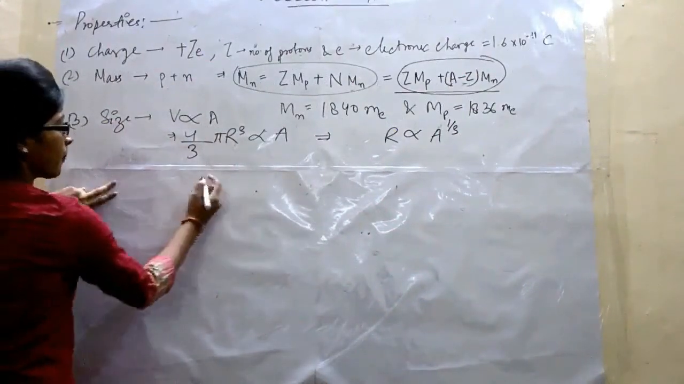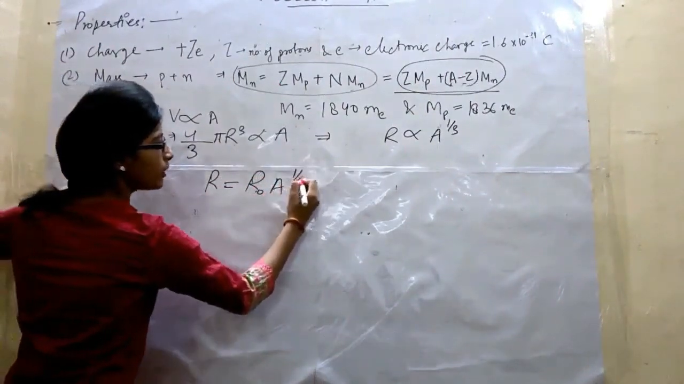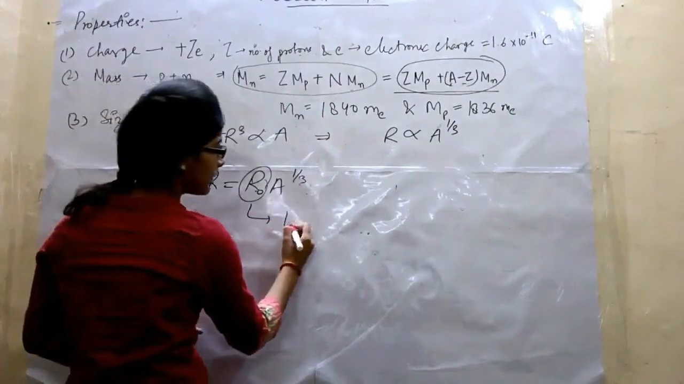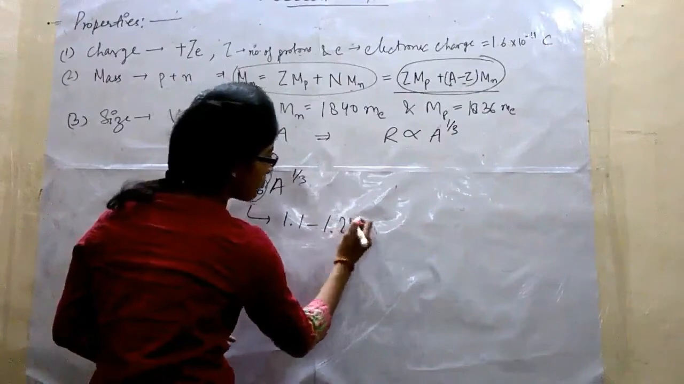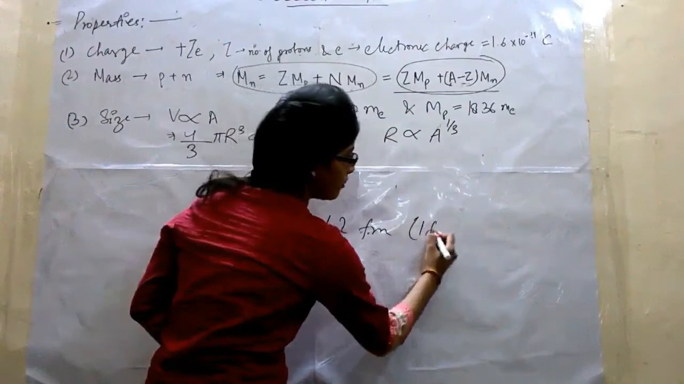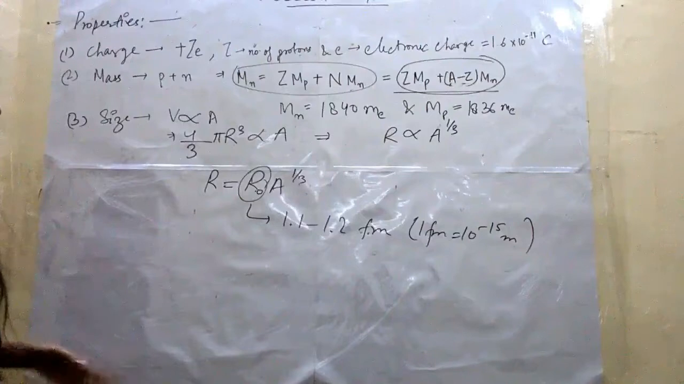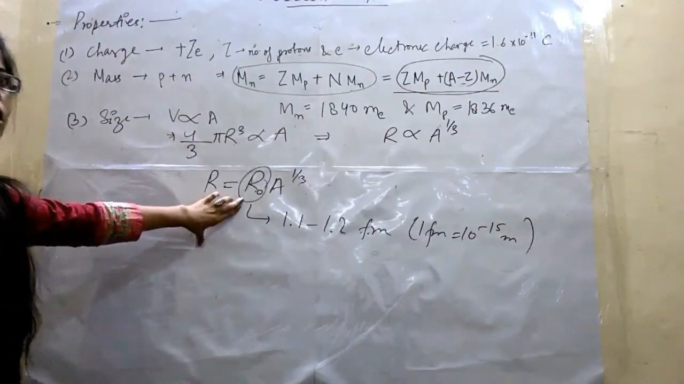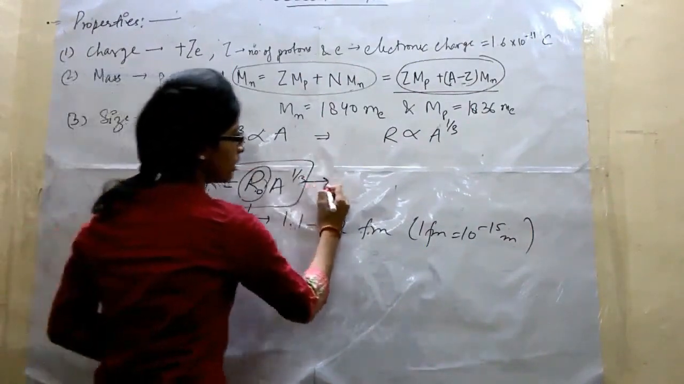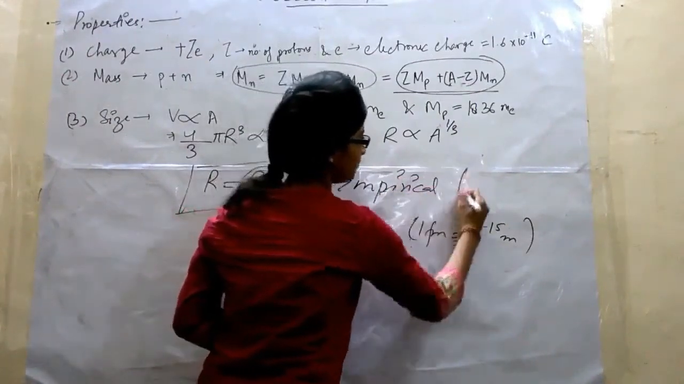Now resolving it further, we get r equal to r naught A to the power 1/3, where r naught is a proportionality constant and it is nearly equal to 1.1 to 1.2 Fermi, and 1 Fermi is equal to 10 to the minus 15 meters. Since we got this, we got an estimation of what the size of the nucleus is. And this whole thing is what we call the empirical formula.